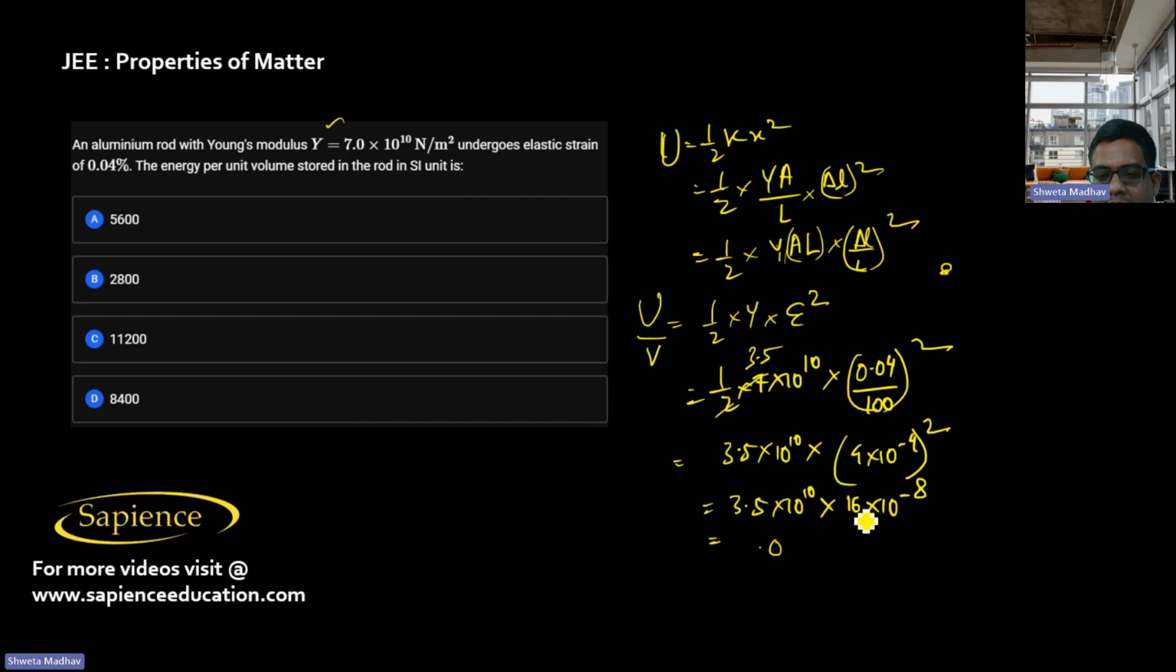Five is 80. 16 3s are 48. 48 plus 8, that is 56. 56 into 10 power 2. So it is 5.6 into 10 power 3. Since it is 5,600 joule per meter cube, option A is the correct answer.